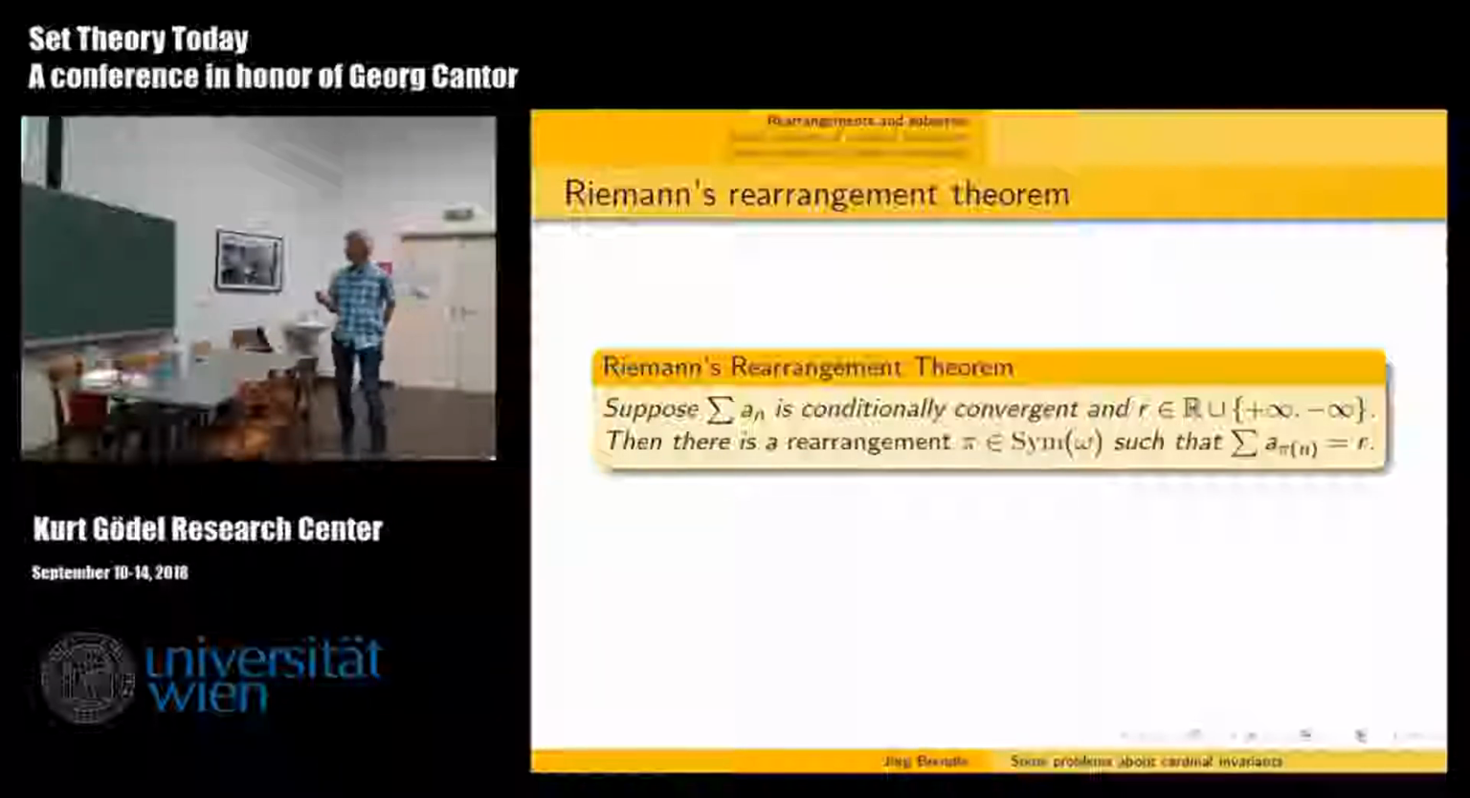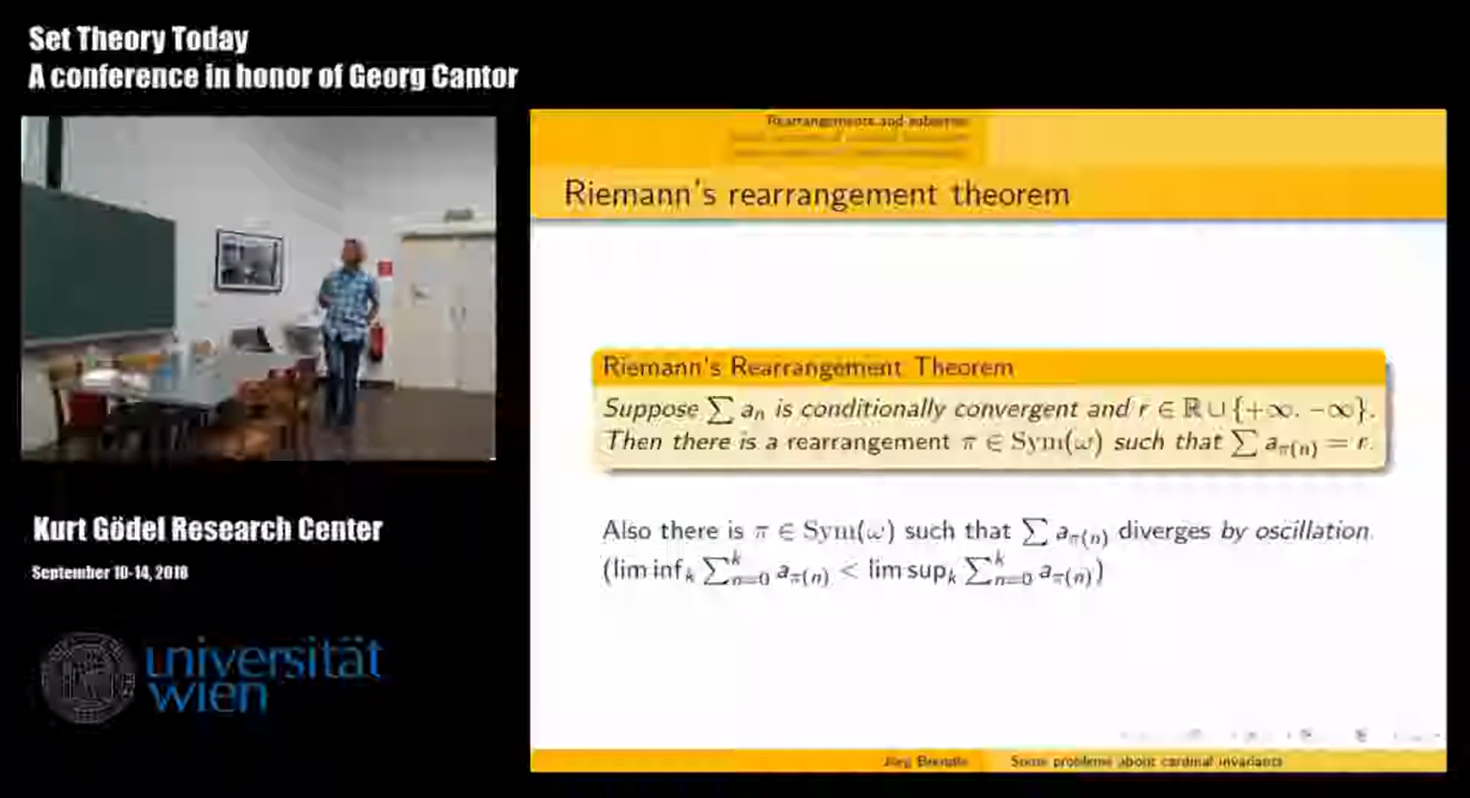And the rearrangement is given by a permutation. So I write Sym(ω) for the symmetric group on ω, the group of permutations on ω. Rearrangement then just means I rearrange the terms of the series by this permutation. So instead of summing over a_n, I sum over a_π(n). Okay, this is a classical theorem.